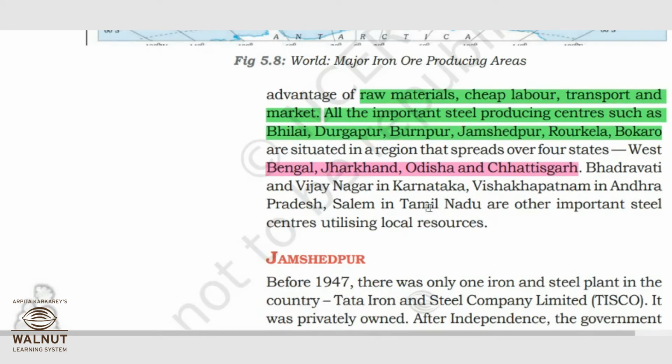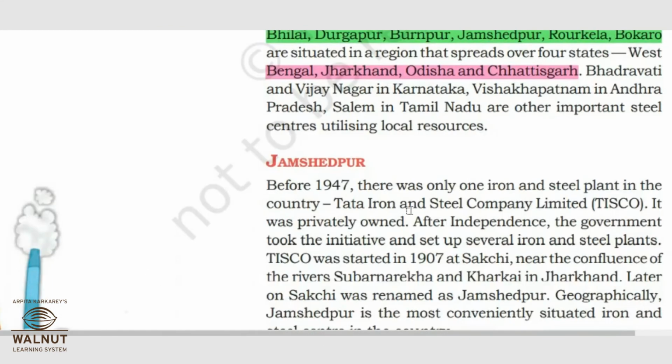Who set it up? See here. The first iron and steel industry was set up by the Tata Iron and Steel Company, that is TISCO. This is the very first industry that was set up in India, before independence. Now, when was TISCO started? In 1907 at Sakchi, near the confluence of the rivers Subarnarekha and Kharkai.